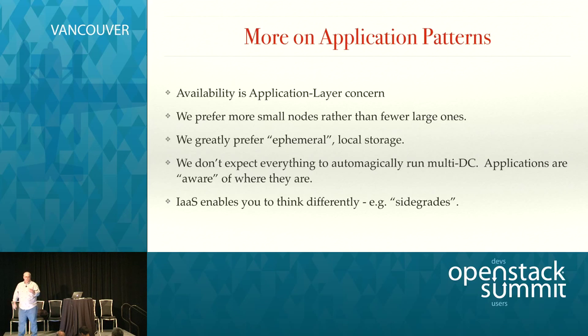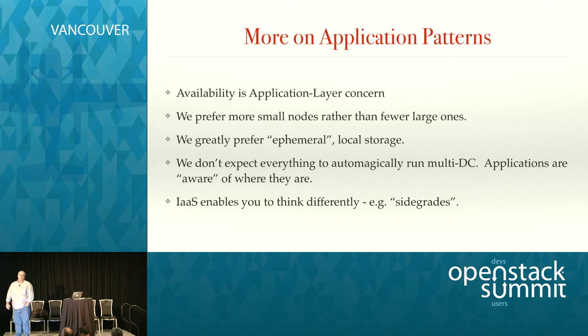Availability is, in every case in our world, an application layer concern. I don't expect my infrastructure to provide any particular availability for me. That's an application problem to provide that availability. This is one of the key differences between your traditional enterprise app and your traditional cloud app, that this is delegated to the applications, which means it's a partnership with our application teams that are building these things to build this in this way.